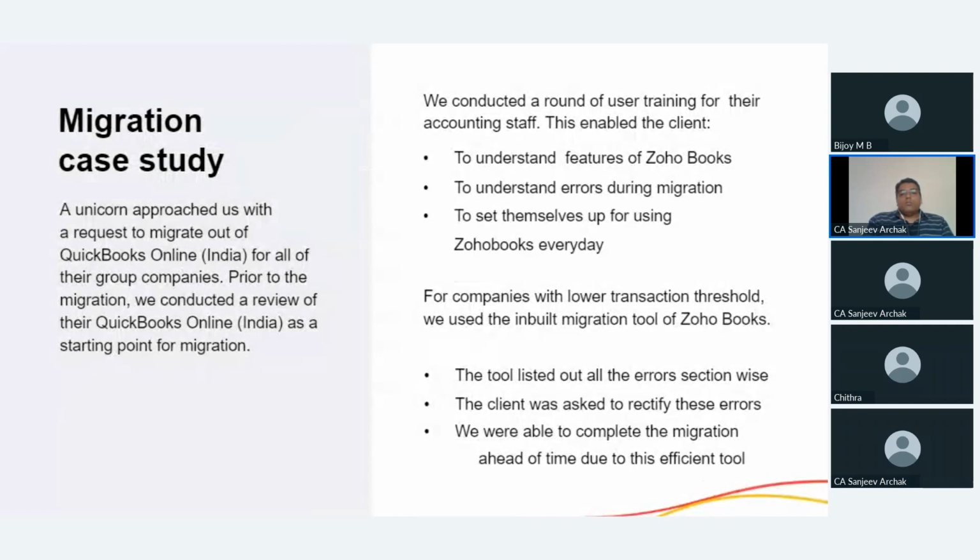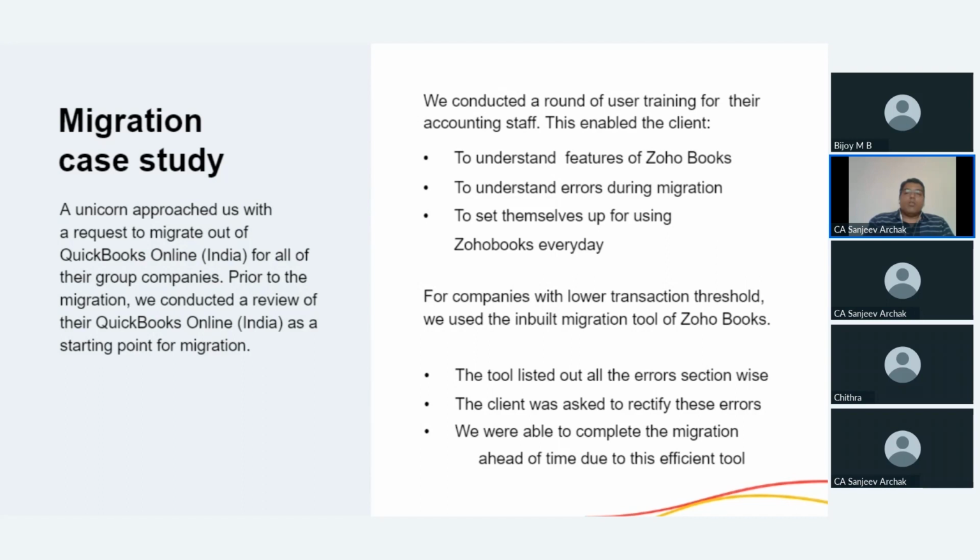Now the most important assignment that we thought would be an ideal case study is of a unicorn that recently reached out to us, asking us to migrate their entire group of companies onto the Zoho Books platform from QuickBooks. What we did in this case is use a template that we have formulated based on our previous experience. As a starting point, we did a quick review of the data they already had within QuickBooks. This enabled us to put a number to the transactions.